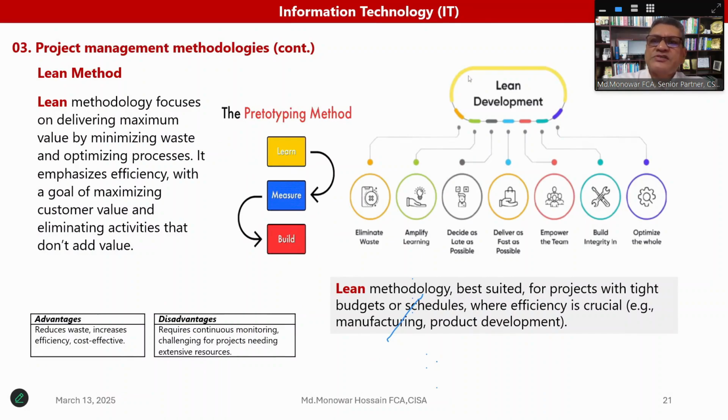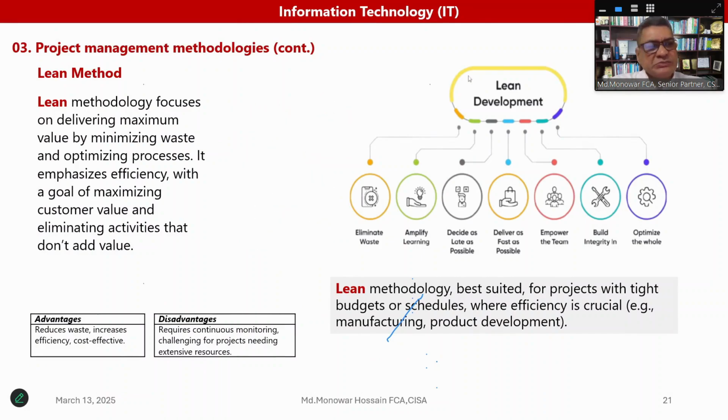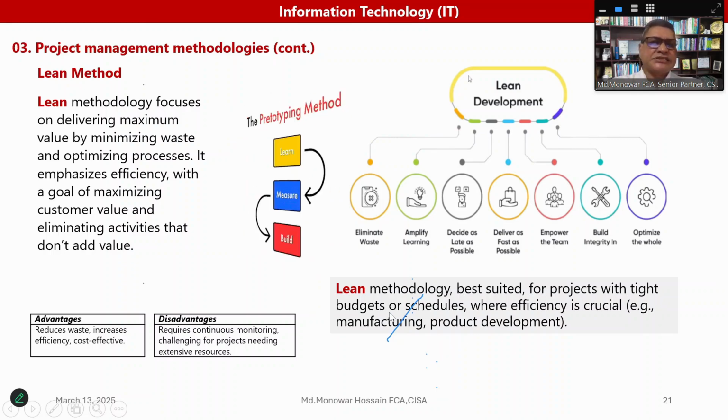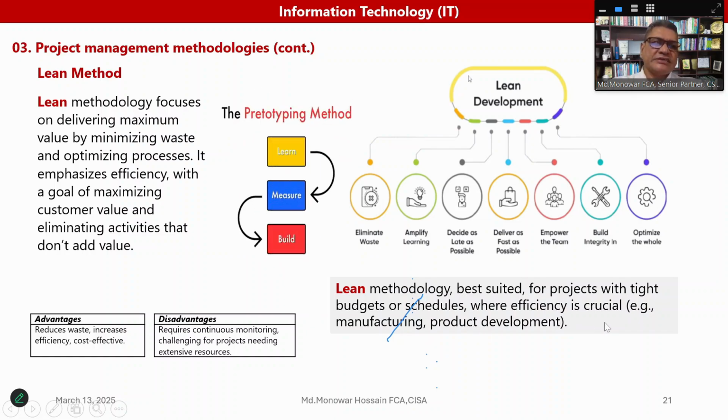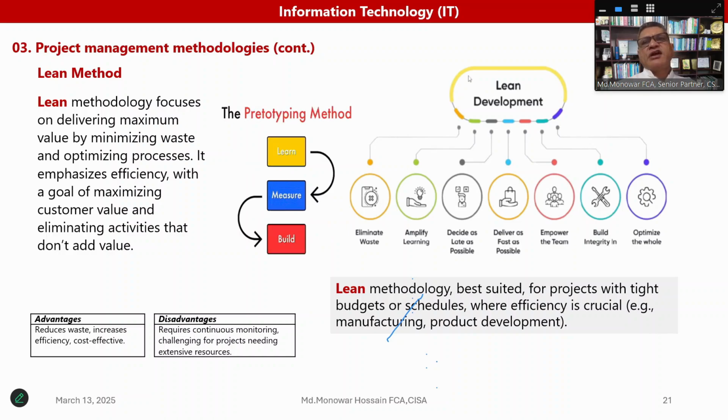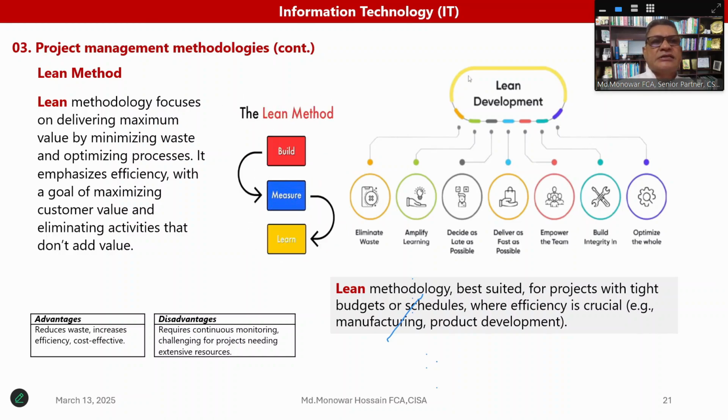Now the lean method. If we see the lean method, it's also a project management methodology. Lean methodology focuses on delivering maximum value, minimizing wastage, and optimizing process. So the main thing is delivery maximum, wastage minimum, and process optimized, in a build, measure, learn cycle. Lean development is best for projects with a tight budget or schedule, where money is short and time is short. Development can happen through lean, that means lean development, for that type of project where the budget is constrained.